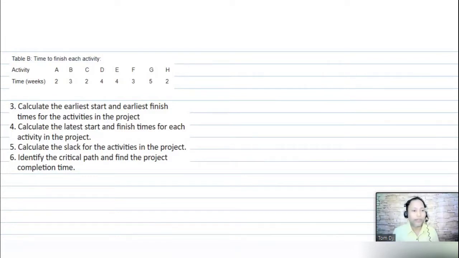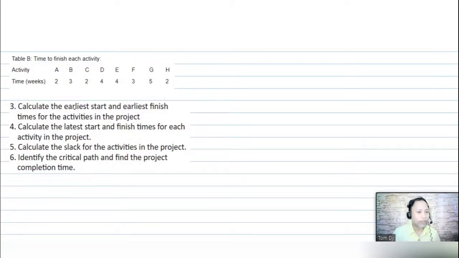The next questions we have: calculate the earliest start and earliest finish times for the activities in the project. Another one: calculate the latest start and finish times for each activity, and then calculate the slack for the activities, and then identify the critical path and find the project completion time. To answer these questions, we will base it on table B. Table B contains the time to finish each activity. We have activity A, activity B, and our activities in terms of weeks.